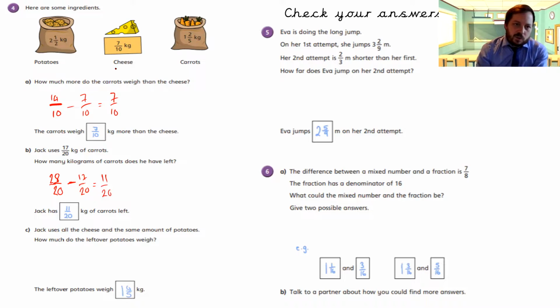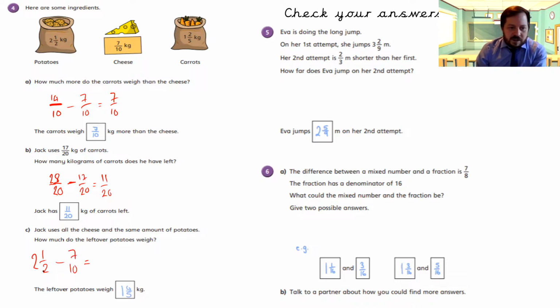Then it says Jack uses all of the cheese and the same amount of potatoes. How much do we have left over? So Jack uses all of the cheese and the same amount of potatoes. How much do the leftover potatoes weigh? Well, we take all of the potatoes and he's using the same amount of potatoes as he has cheese. So 7/10 worth. How much he has left?